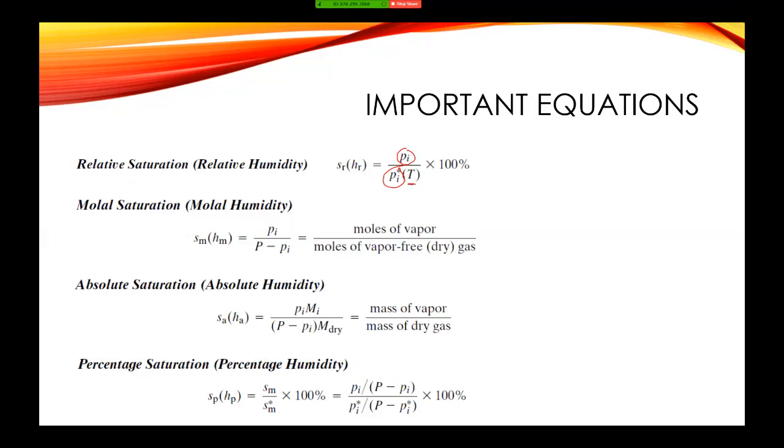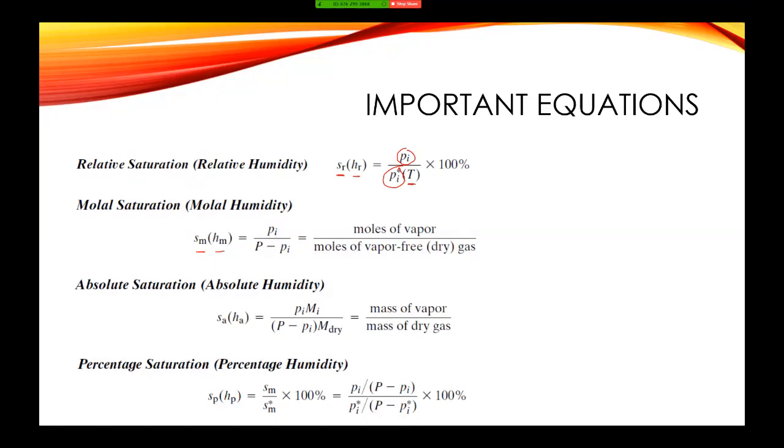You can find any of these two terms, right? SM means molar saturation, HM means molar humidity. Any of those is not a multiplication. It's the same way as in the relative saturation or relative humidity. In this case, what relates is the amount of moles of vapor and the moles of vapor-free dry air gas.